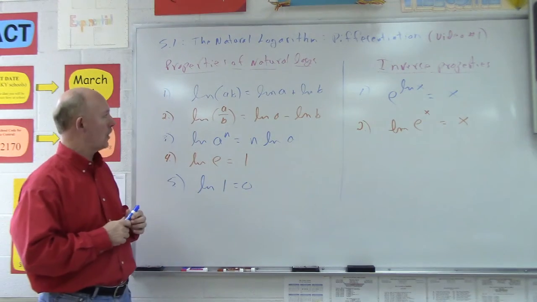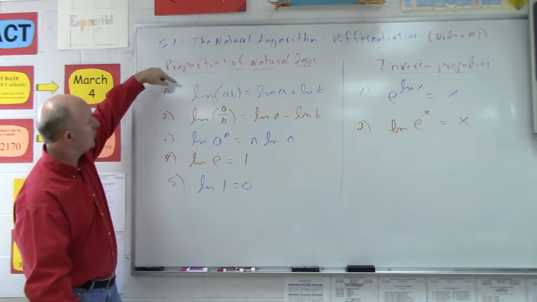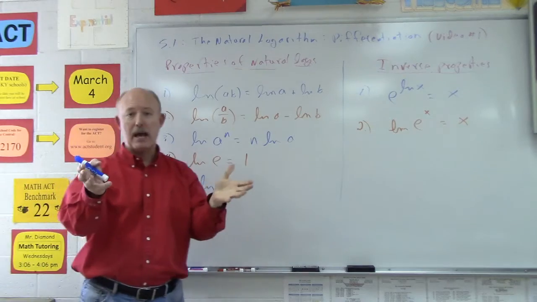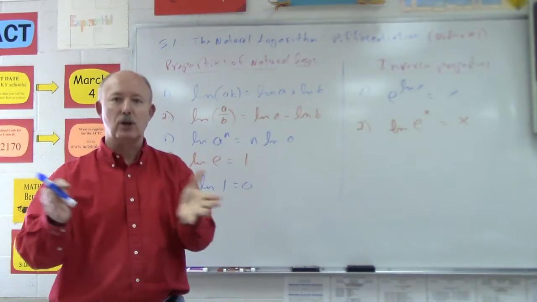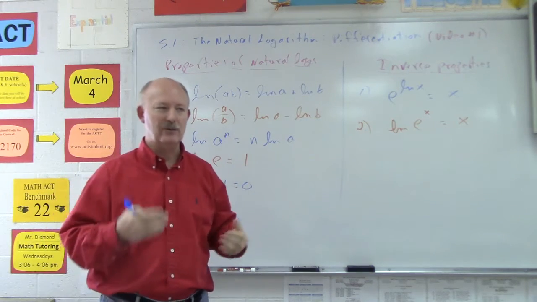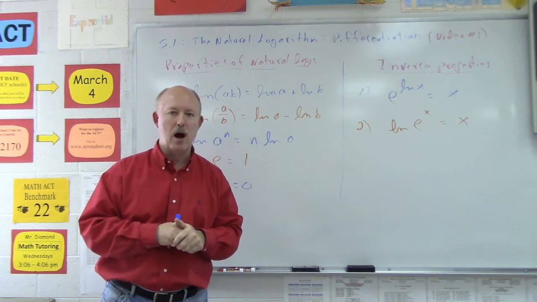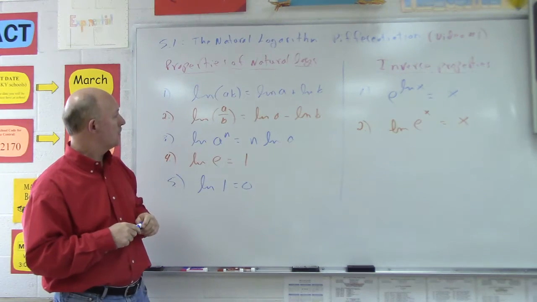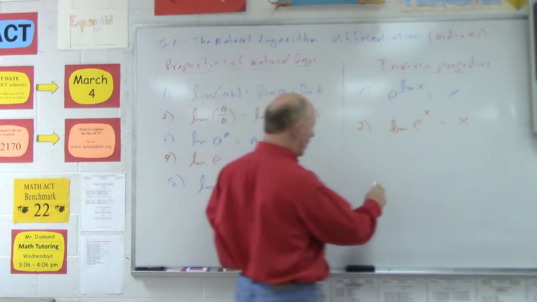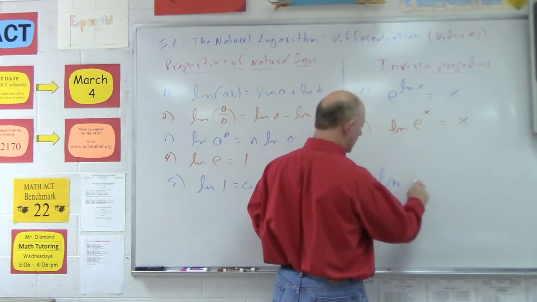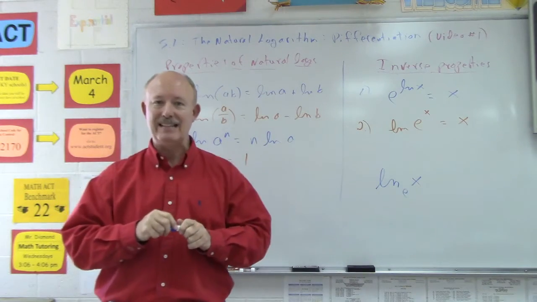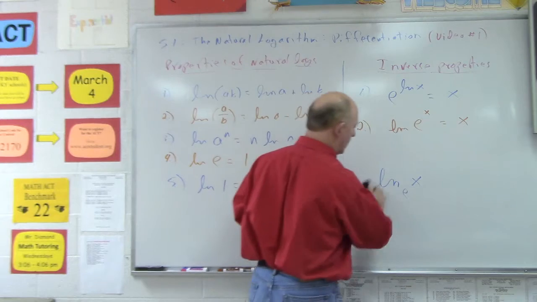Now you've probably seen most of these already. The first property is called the product property, the natural log of a times b. In your pre-calculus class, I may have described that as a common log, but in calculus we mainly work with natural logs. Very seldom will we do much with a common log. Remember, natural log is a base e log. So if you look at natural log x, that's base e, not base 10 like with the common log.